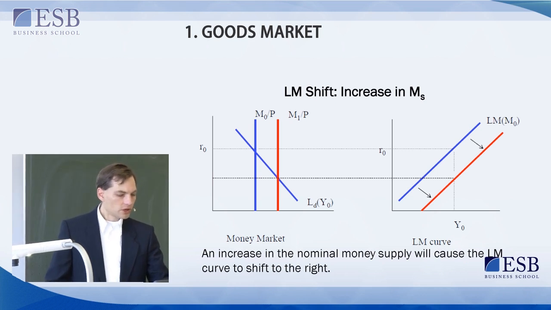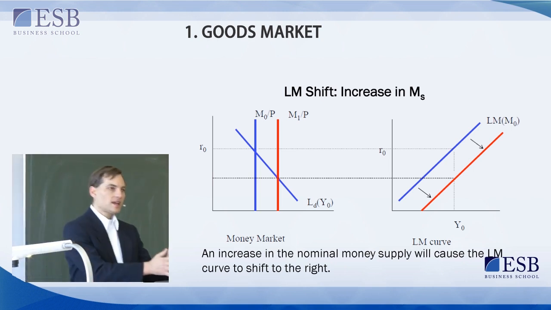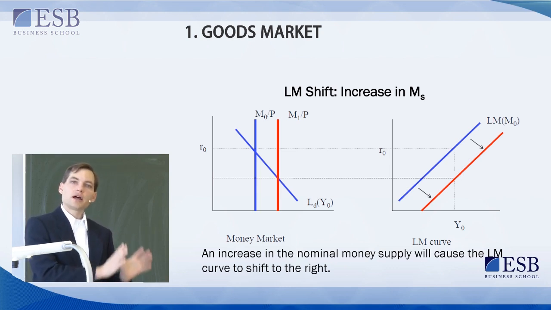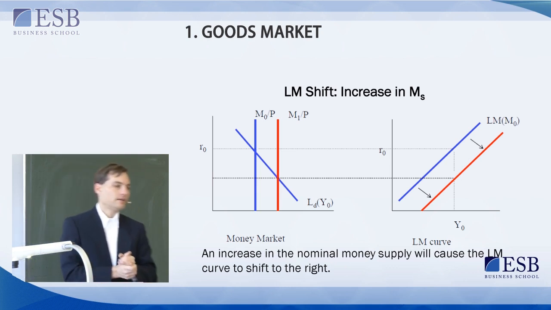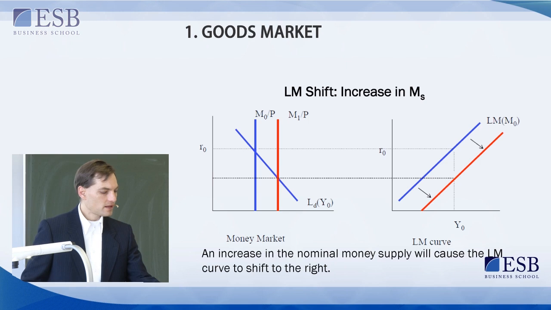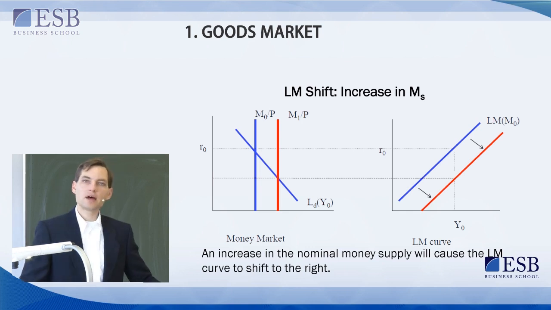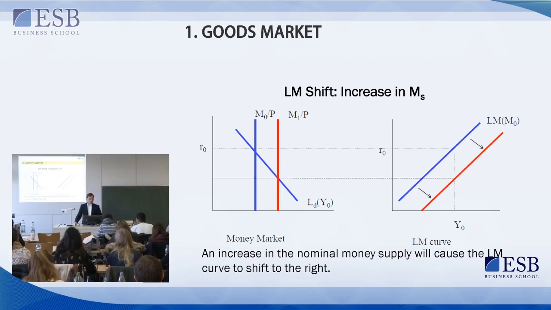First of all, the blue curve is representing the curve we already constructed. We have seen that all the equilibria of the money market, in the left-hand diagram, can be reflected by an upward sloping line, the LM curve. Now, suppose the central bank increases the money supply from M0 to M1. So the central bank pumps more money into the market. Well, as I said already, that shifts the money supply curve in the money market to the right. And now we have this new money supply curve, the red one.